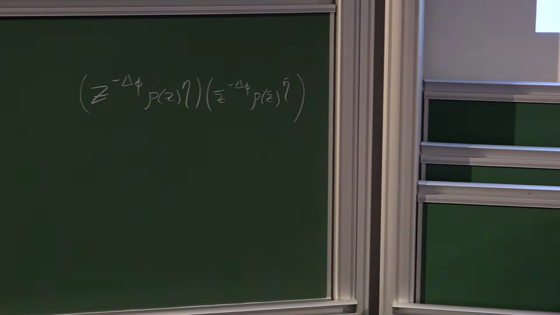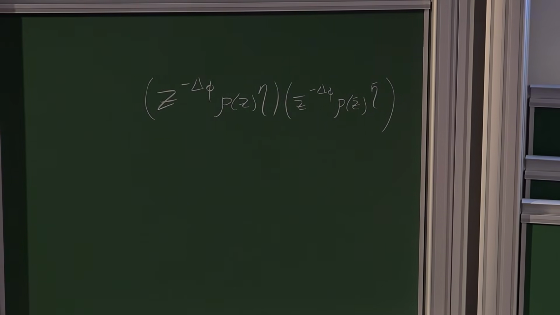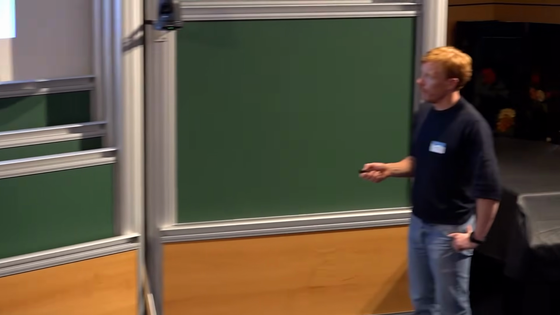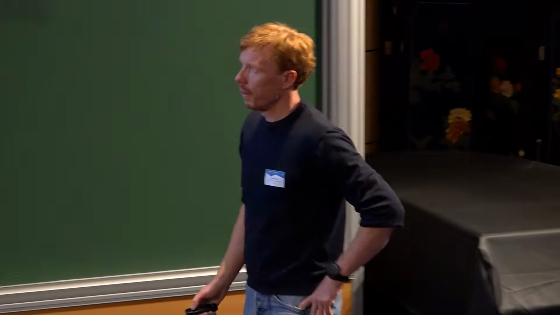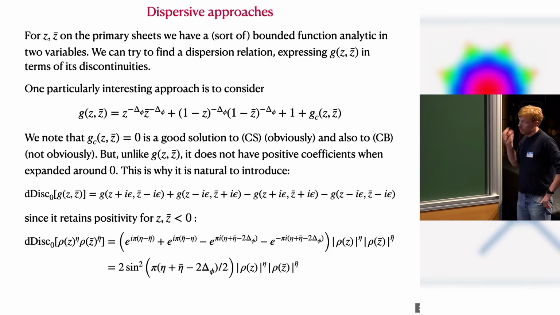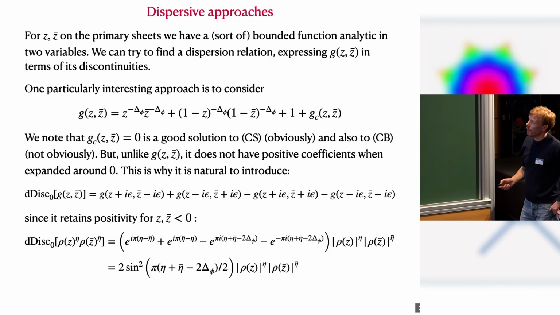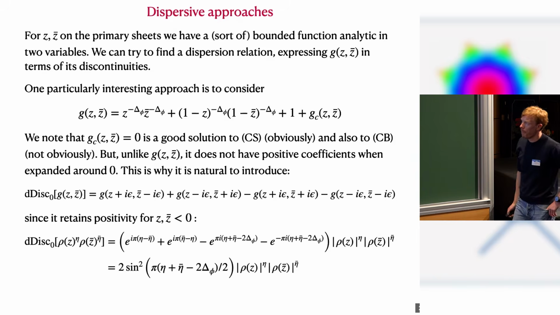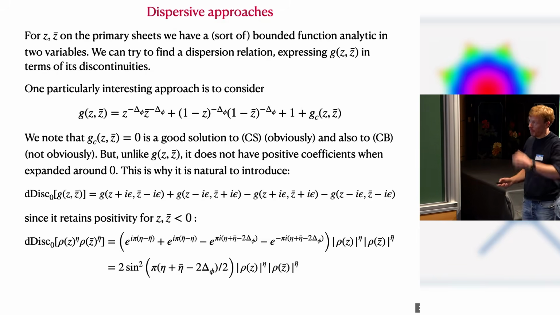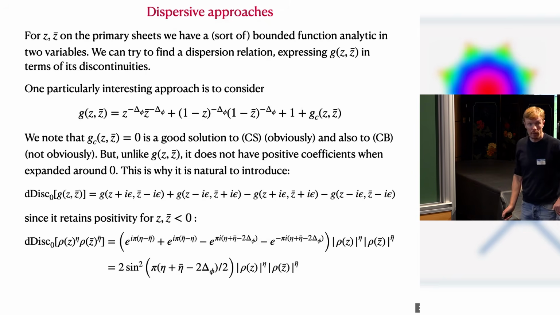So that is the term I should have written. And that will give you a double discontinuity. If you simplify this, it'll be a sine squared of pi times (eta minus eta bar minus 2 delta phi). So why is eta bar less than 0? Because otherwise there's no discontinuity, right? Oh, okay. And sine squared is of course non-negative, so that's nice.